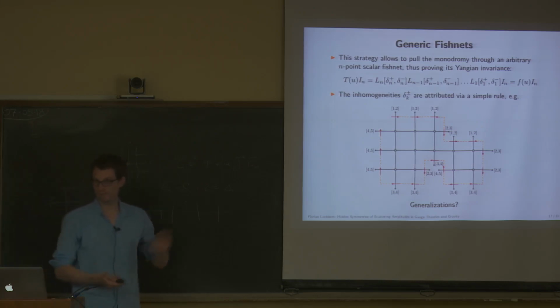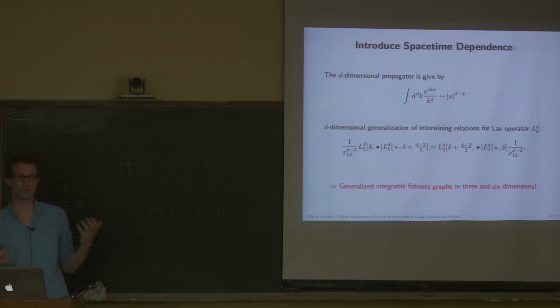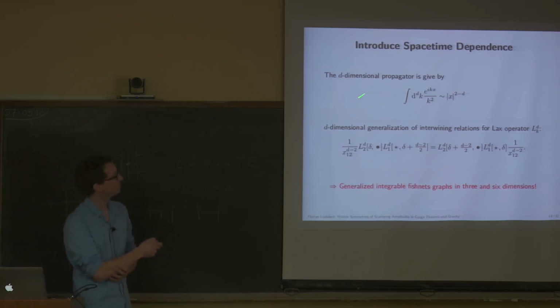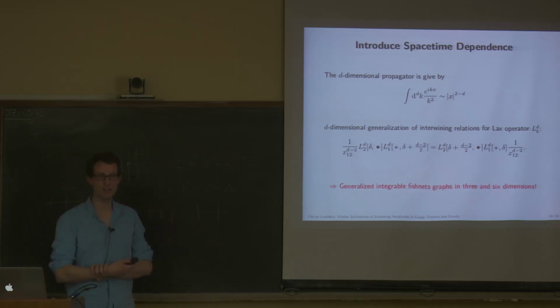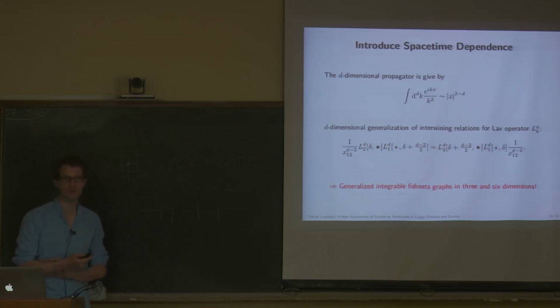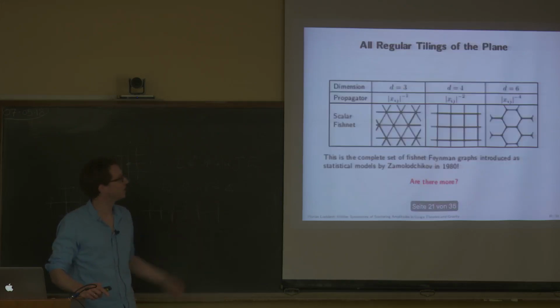Okay, so this is the idea how to prove the Yangian invariance of these particular fishnet graphs. The question is, is there only this particular class, or can I generalize this further? One thing would be to go to different dimensions. So I now look at the propagator in d dimensions, which comes with the power 2 minus d. So I would need a generalized intertwining relation of this form, and I wrote this particular form because here we find solutions for the Lax operators in 3 and 6 dimensions that obey this relation for the d-dimensional propagator.